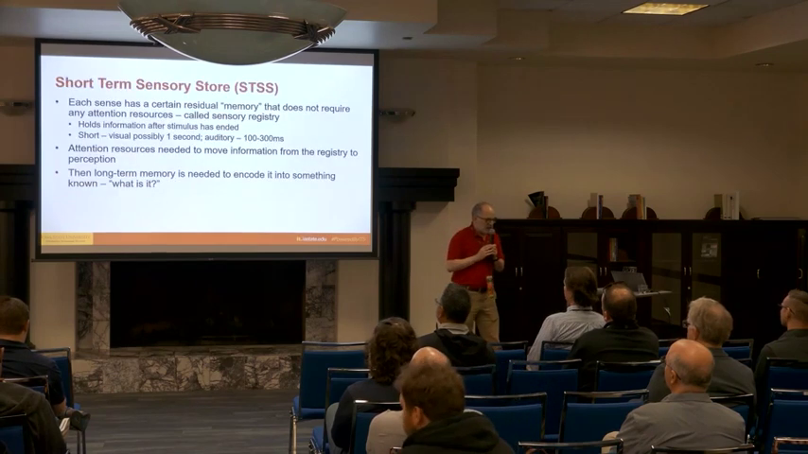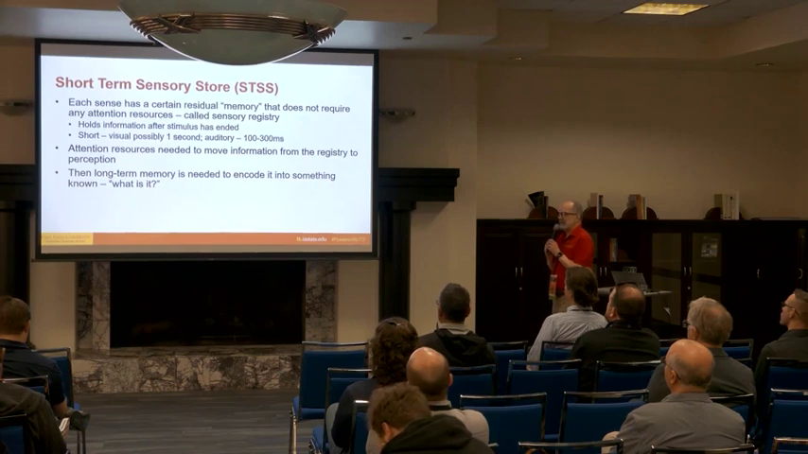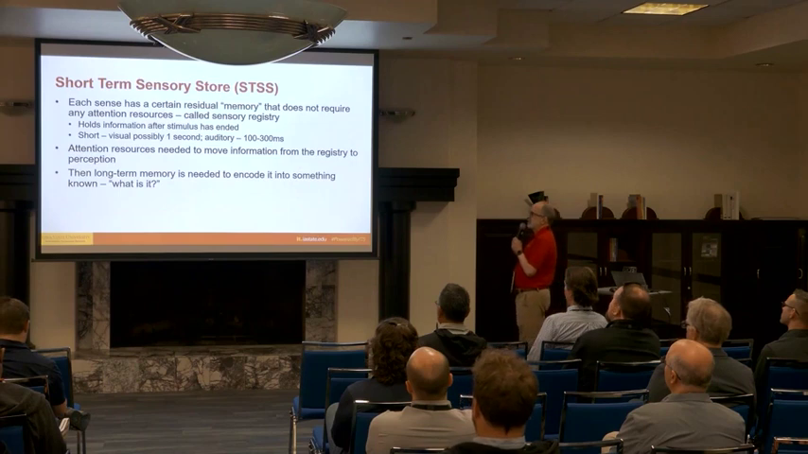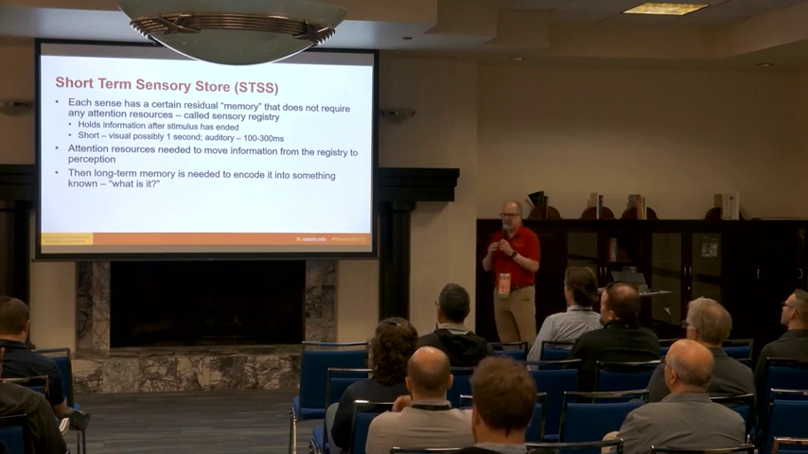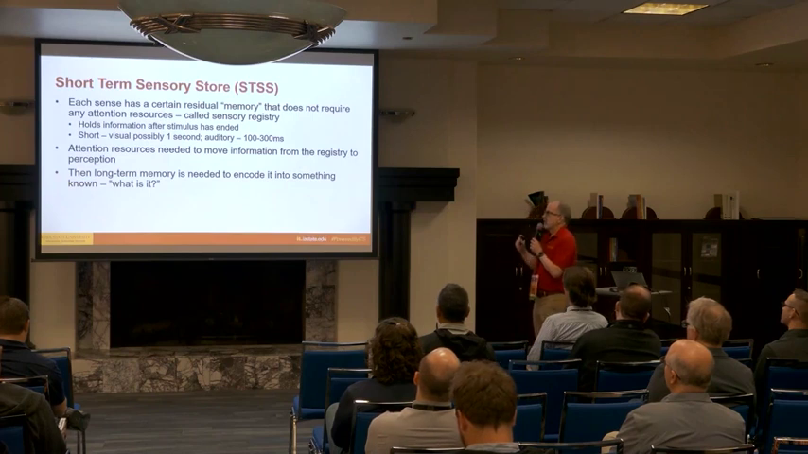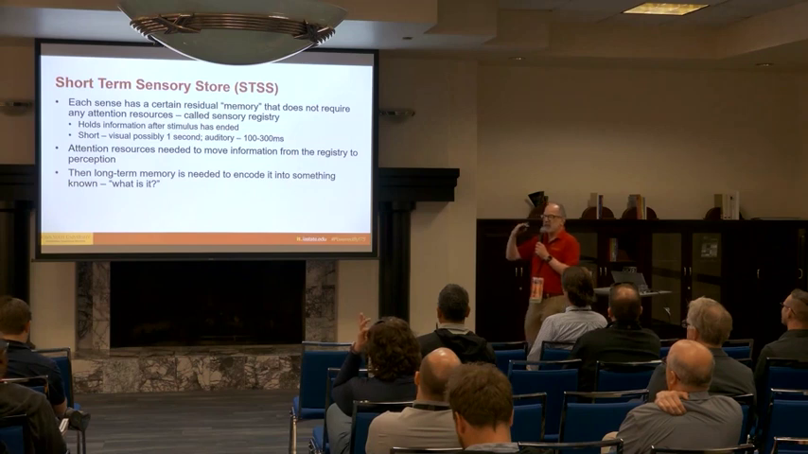So one of the first things you saw up there on the human information processing model was the short-term sensory store. Now, each sense has a certain residual temporary memory just built into the sense itself. Does not require any attention resources. It's also called a sensory registry. So it holds information that it has received for a very short time. Visual, actually, probably up to a second. You'll see something, it resides in your short-term sensory store, and you have about 1 second for your attention resources to grab that and do something with it before it dissipates.